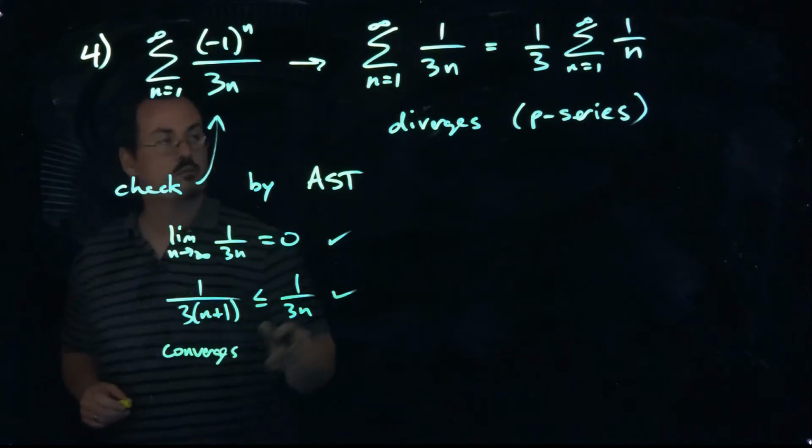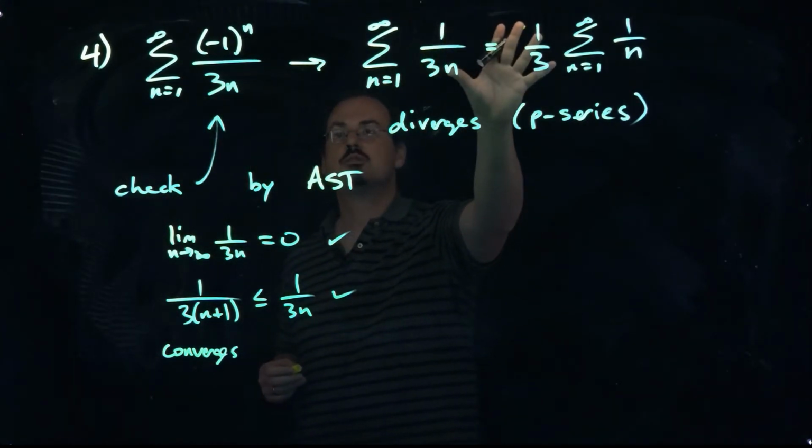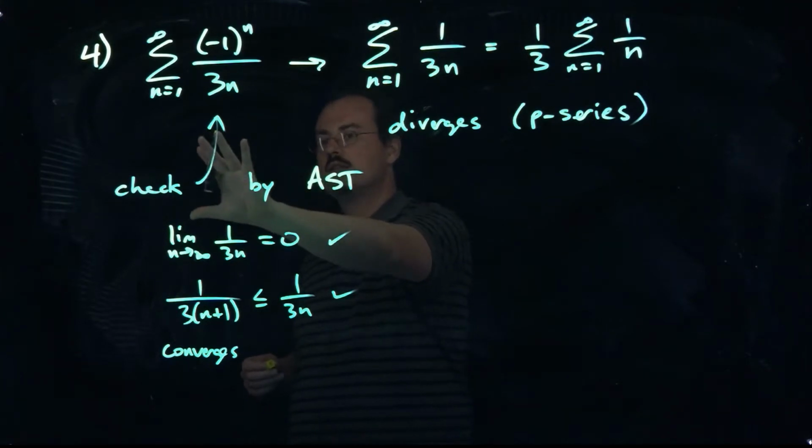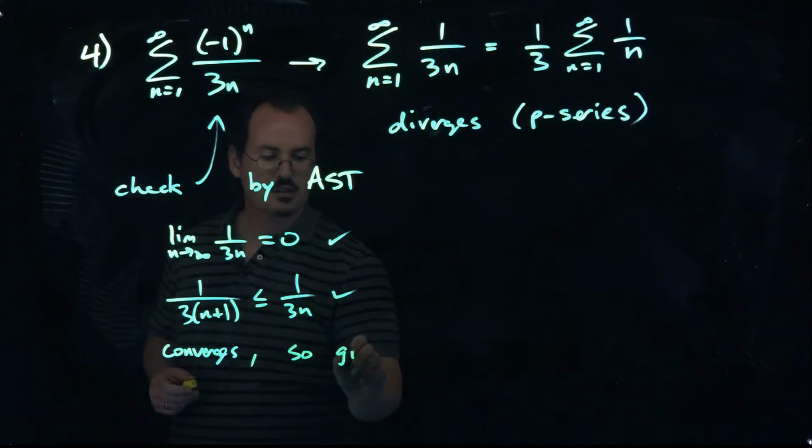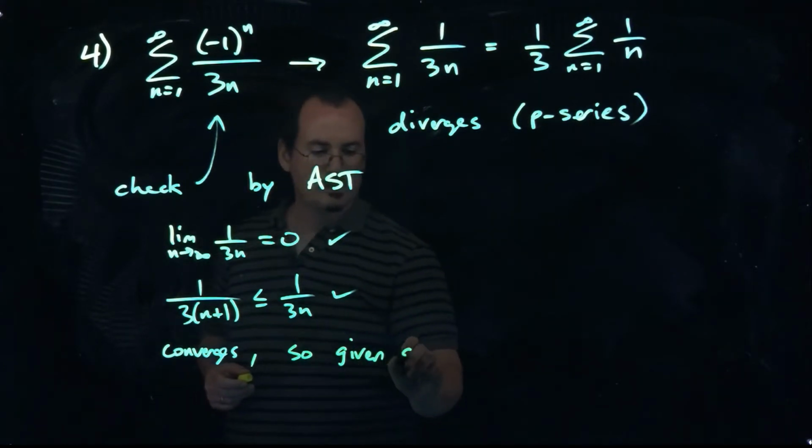And so just so we're clear, what this means is that we check the absolute value, it diverged, we check the series itself, it converged. So what is our conclusion? So the given series must converge conditionally.